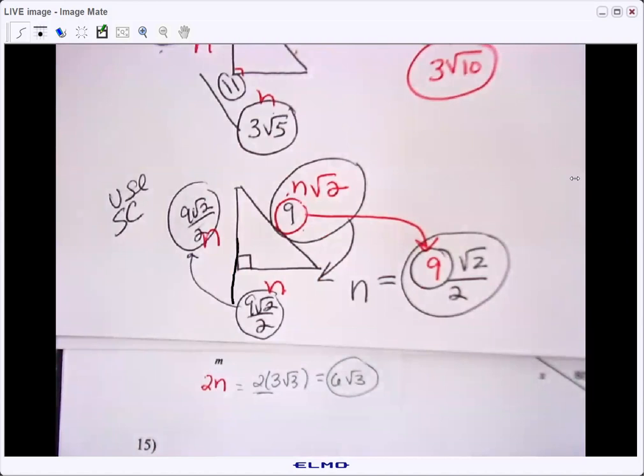Sometimes they have different things. I mean, like this could have been a 9 root 6, and then you'd still simplify. It's the same process. They may have slightly different numbers. Okay. But it's the same process.